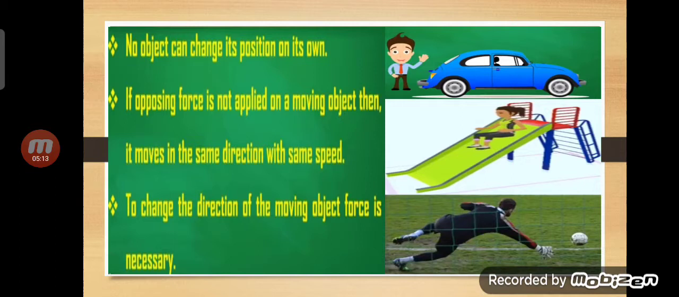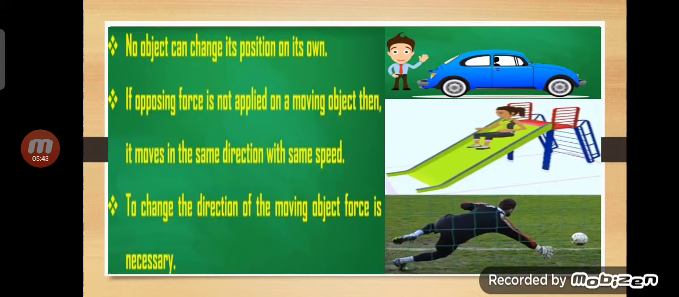The second one: if an opposing force is not applied on a moving object, then it moves in the same direction with the same speed. Now, children, take an example. You are playing on the slide. Unless you reach the ground, you will remain in the same motion. Third one, to change the direction of a moving object, force is necessary.